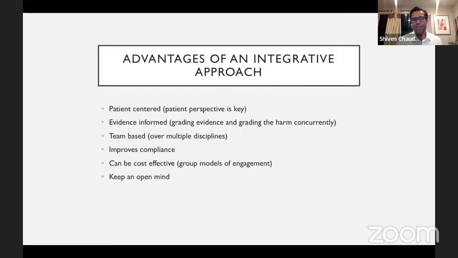What are the advantages of this technique? So one, it's patient-centered. You know, kind of what I mentioned, patient perspective is key here, right? I'll give you a quick example. I have an Indian background. When it comes to things like hypertension and heart disease, one of the most studied diets that we have is something called DASH diet, right?